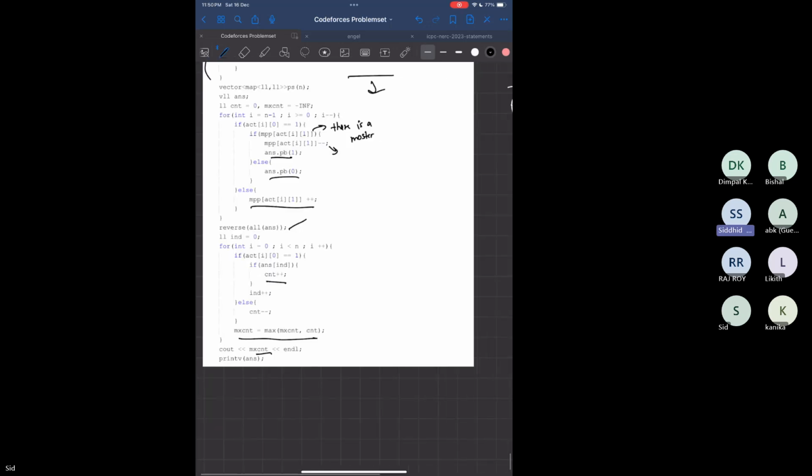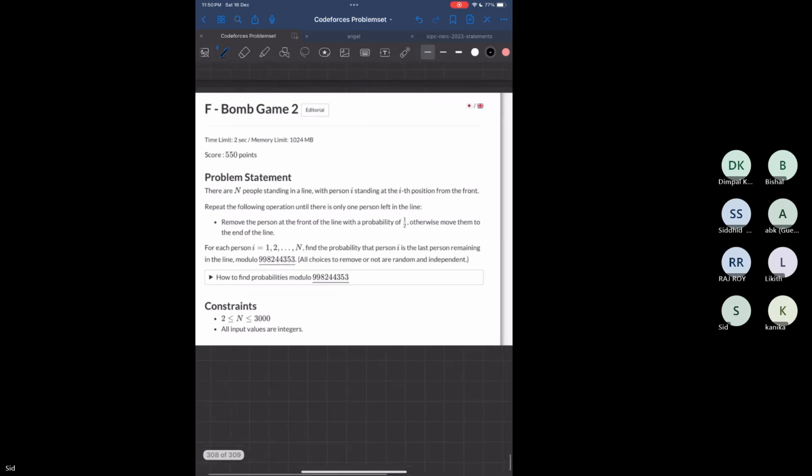So now let's move on to question F. In question F, let's see what is given. There are n people standing in a line with person i standing in the ith position from the front. Repeat the following operation until there is only one person left in the line. Remove the person at the front of the line with a probability of 1 by 2, otherwise move them to the end. For each person 1 to n, find the probability that person i is the last person remaining in the line, modulo 998244353.